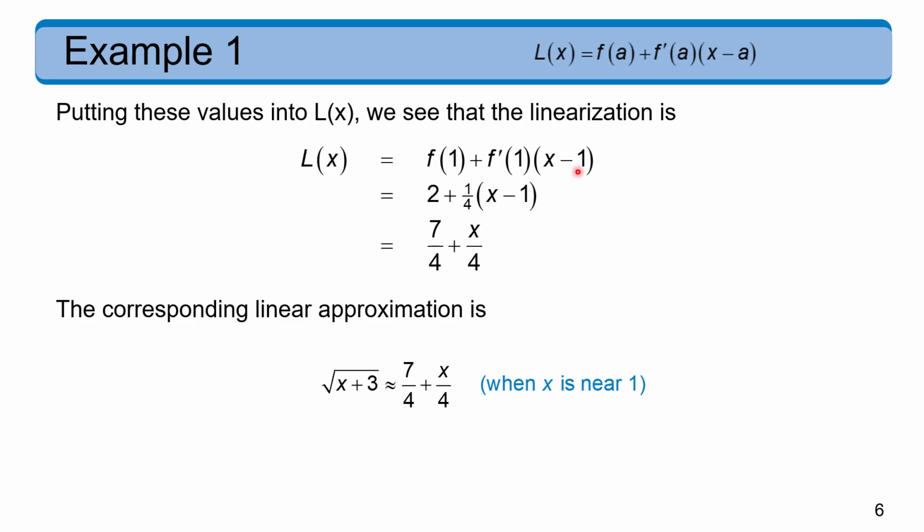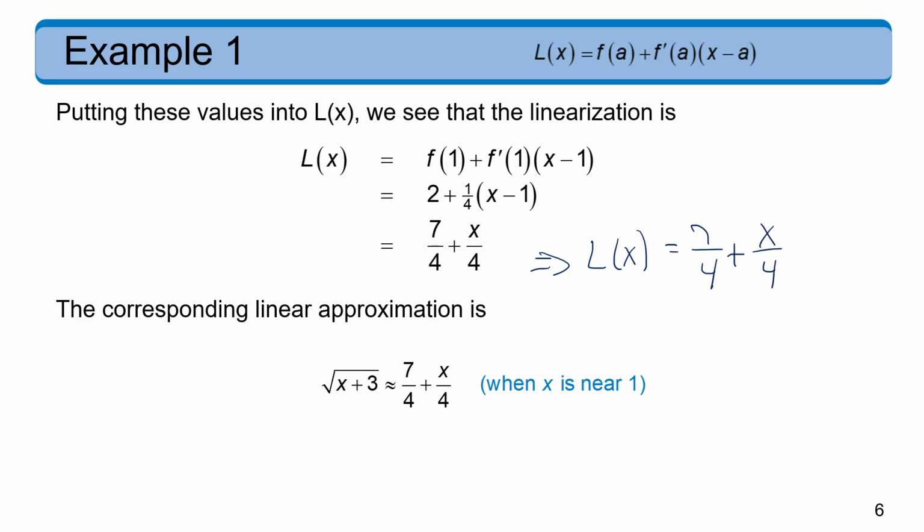Then we can use what we calculated on the previous slide, and that was that f of 1 equals 2, and f prime of 1 equals 1/4. So we just made those substitutions. And then you can simplify by distributing the 1/4, and then you can combine the two constant terms, which would be 2 minus 1/4, which becomes 7/4. And then here's the 1/4 times x written as x over 4. So we just determined our formula for L of x is 7/4 plus x over 4.